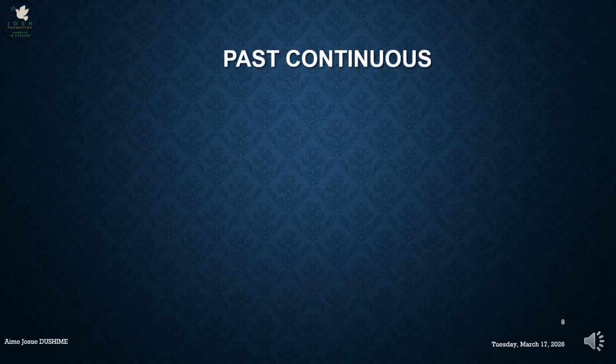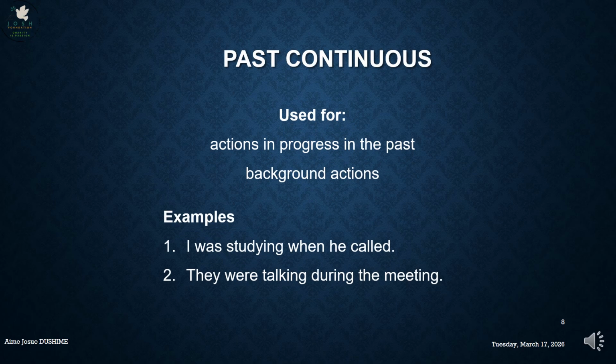Let's see the past continuous. We use the past continuous for actions in progress in the past. The action is going on, but not now. It is happening, but in the past. Or the background action. Remember, we have the main action and we have the background action. What is the background action? It is the activities happening around the main action.